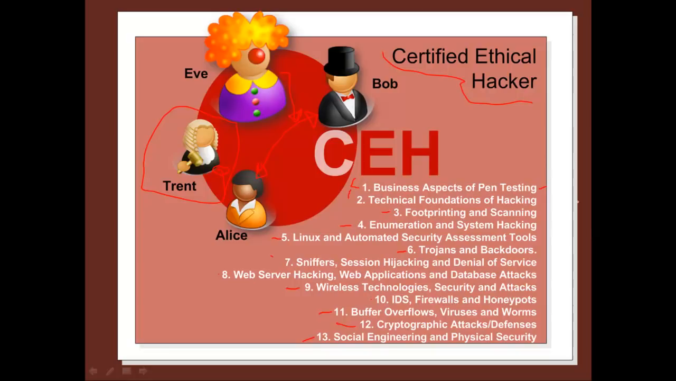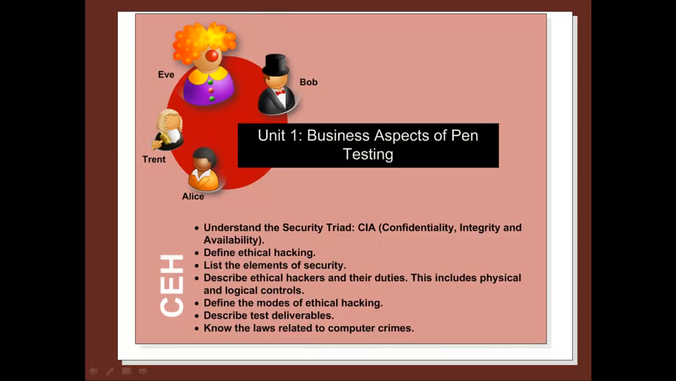Okay, so let's look at the first unit, the business aspects of pen testing. In this unit we'll look at the basic security triad, which is confidentiality, integrity and availability. We'll try and define some of the things to do with ethical hacking and list some of the key elements related to security. We'll also describe some ethical hackers and the basic duties, along with modes of ethical hacking, some test deliverables, and the laws related to computer crimes.